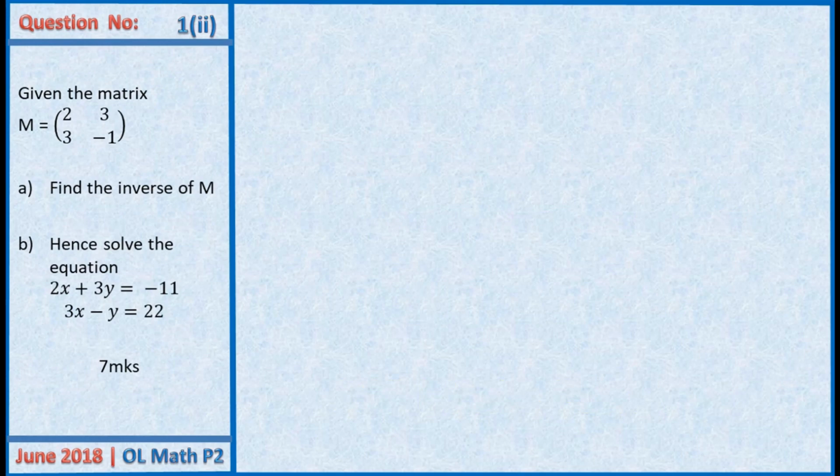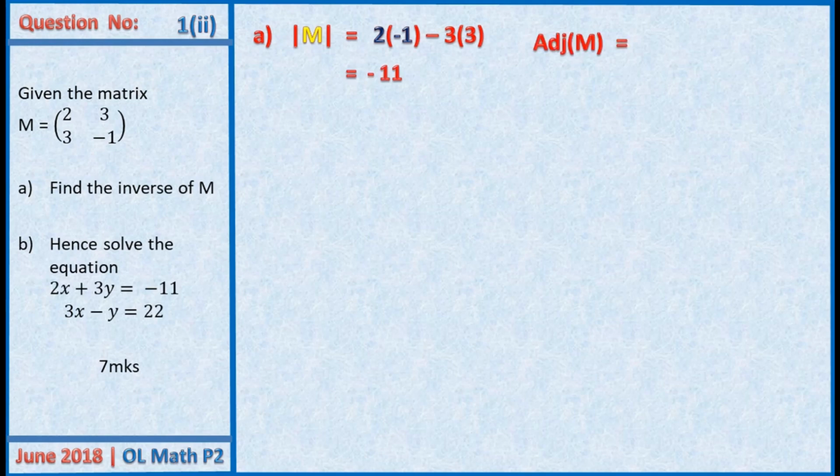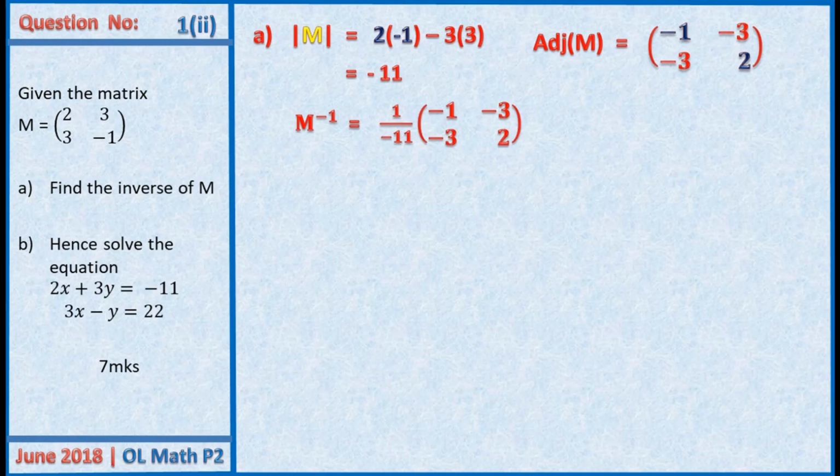You are given a matrix M: 2, 3, 3, minus 1. Find the inverse of M. So the inverse of a matrix needs the determinant, which is given by the product of the leading diagonal entries, that is 2 times minus 1, minus the product of the off diagonal entries, that is 3 times 3. And that gives us minus 11. The adjugate: swap the positions of 2 and minus 1 and change the signs of the off diagonal entries. That's the adjugate. This now brings us to the inverse. Inverse is 1 over determinant times adjugate. So 1 over minus 11 times adjugate. You can leave it like that. You can further simplify, but I advise you leave it like that because many students make a lot of mistakes in simplifying.